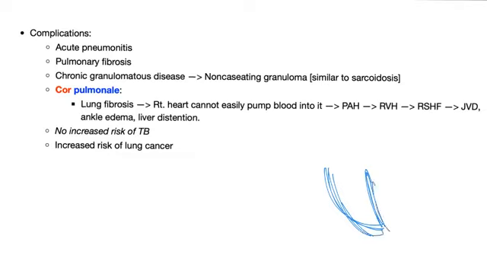Number 1, you have jugular venous distension. Number 2, you have ankle edema. Number 3, you have liver distension due to the distension of the capsule's liver of Glisson.